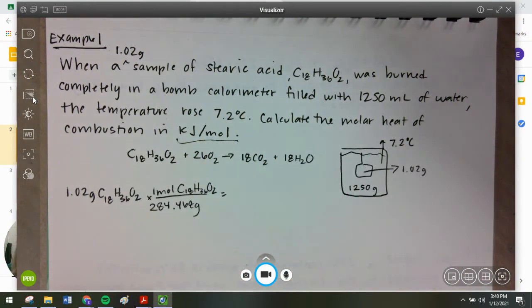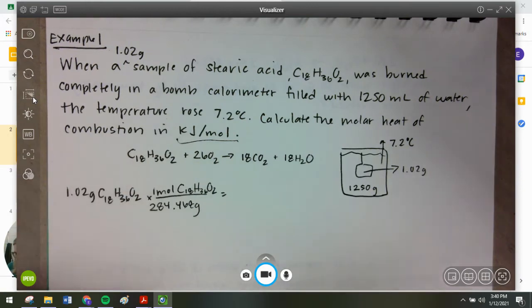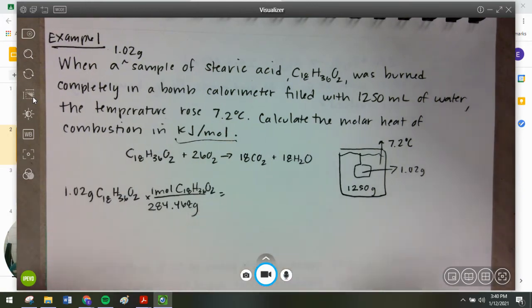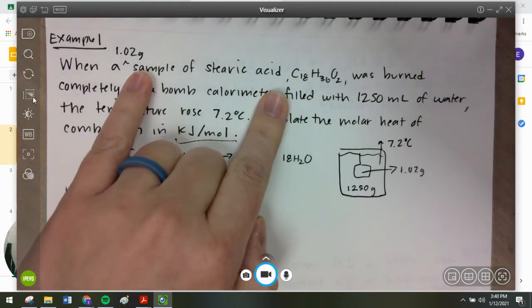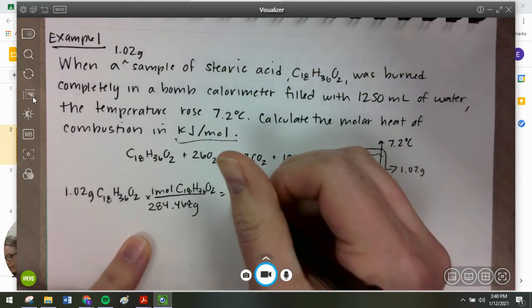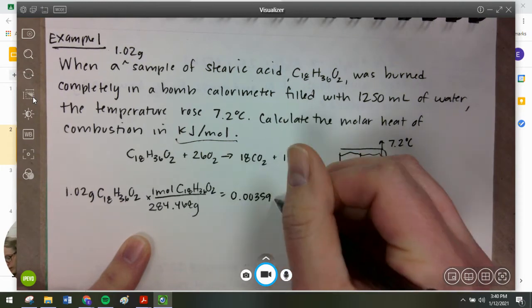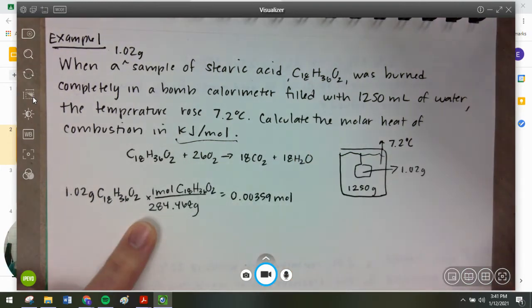And what we're going to do is first figure out how many moles of this stearic acid reacted. And when we do that, there's not really any stoichiometry that needs to happen because we already have the grams here and we're just converting to moles. So when we do that math, I ended up getting 0.00359 moles of my stuff reacting.